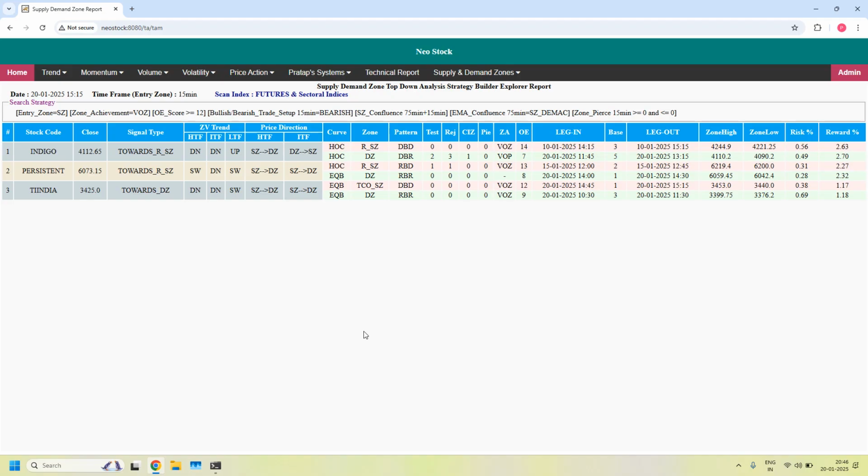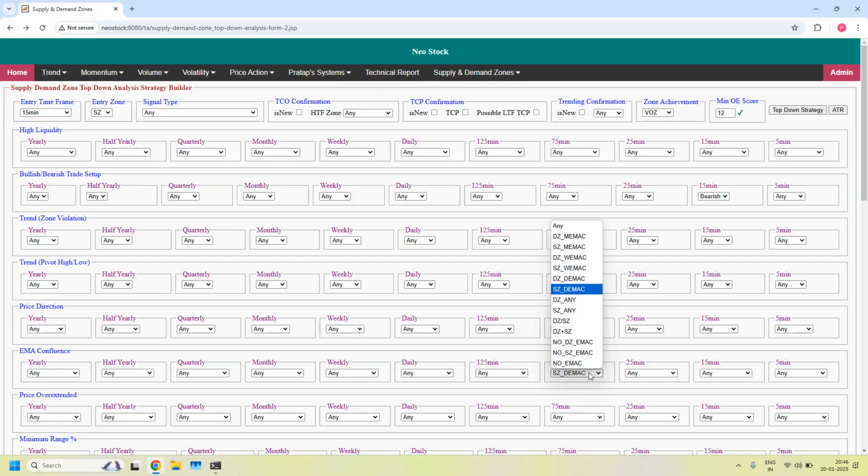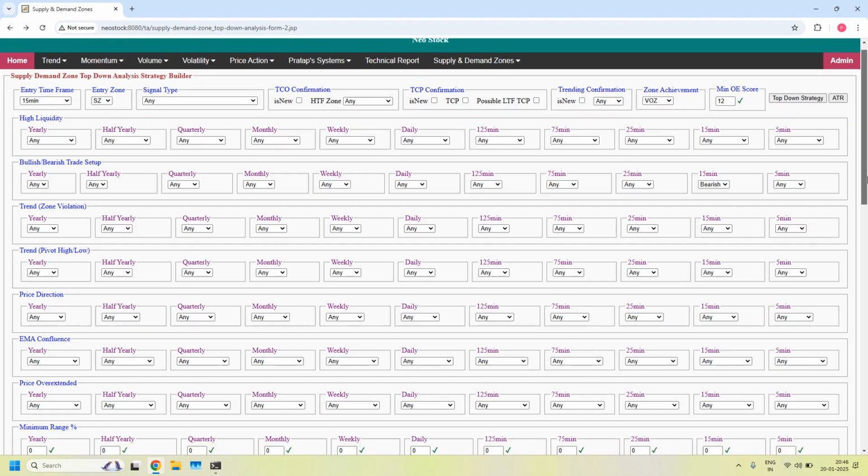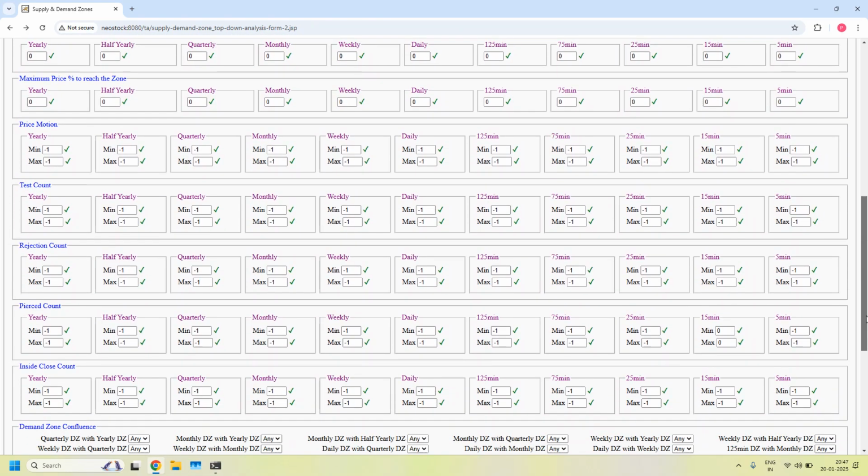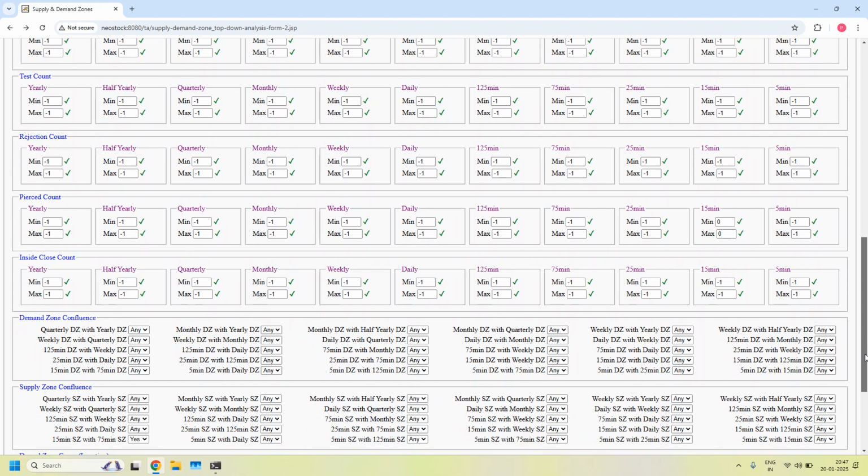Okay. Next filter is LTF, ITF and HTF supply zone confluence. Now I am removing this ITF EMA filter. We should focus on HTF filters. So in the supply zone confluence, 3 filters we have to set. First filter is already enabled, that is LTF, ITF filter.